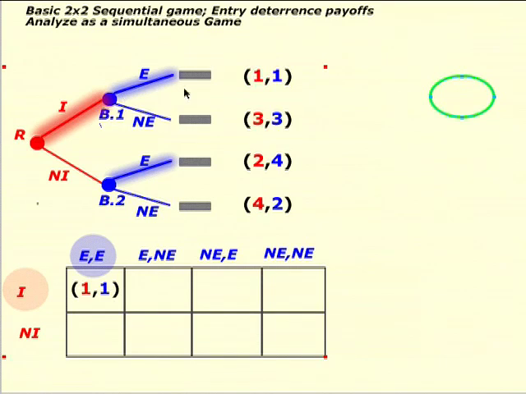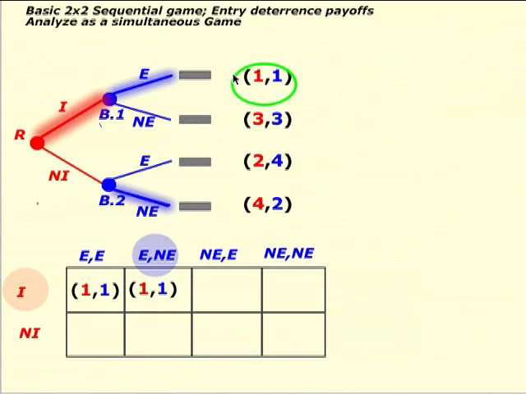When the red player invests, they get to node B1. They'll enter, they'll get that payoff, put it down here. And notice, it doesn't really matter what they do down here at node B2, because if the red player invests, they're going to end up at node B1. That's why, in the second cell down here, we also get 1 and 1, because this strategy is enter at node B1 and don't enter at node B2. So, if the red player invests, we're going to end up at B1. The strategy of the blue player that's relevant for that contingency is to enter. It would take the B1 up here, map it down to that cell down there.